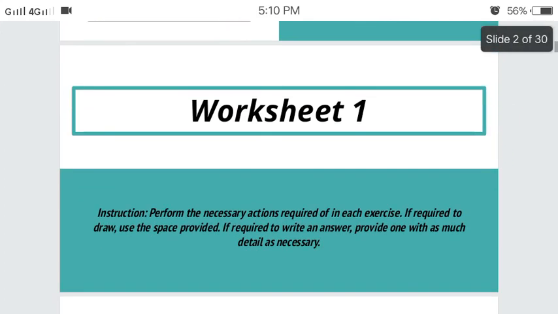Worksheet 1, instruction: perform the necessary actions required in each exercise. If required to draw, use the space provided. If required to write an answer, provide one with as much detail as necessary.